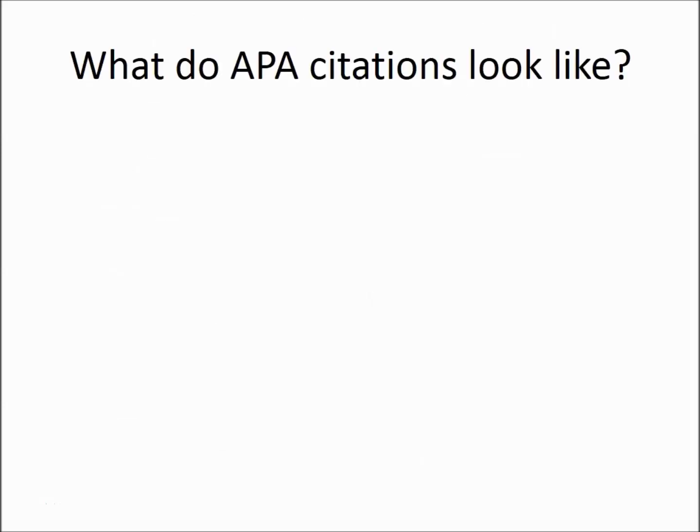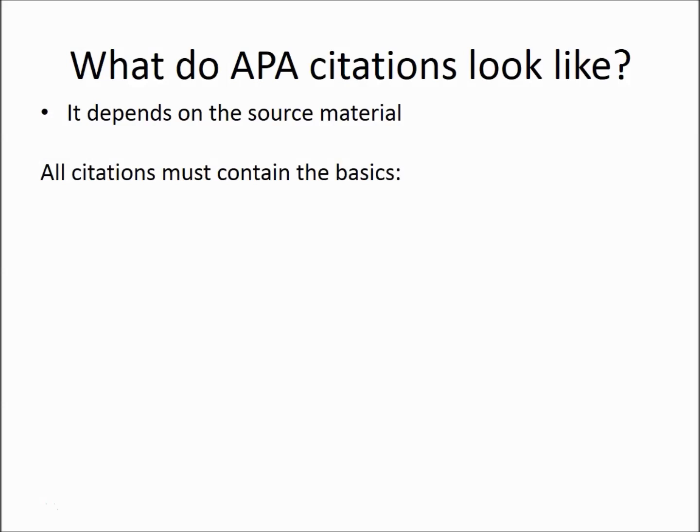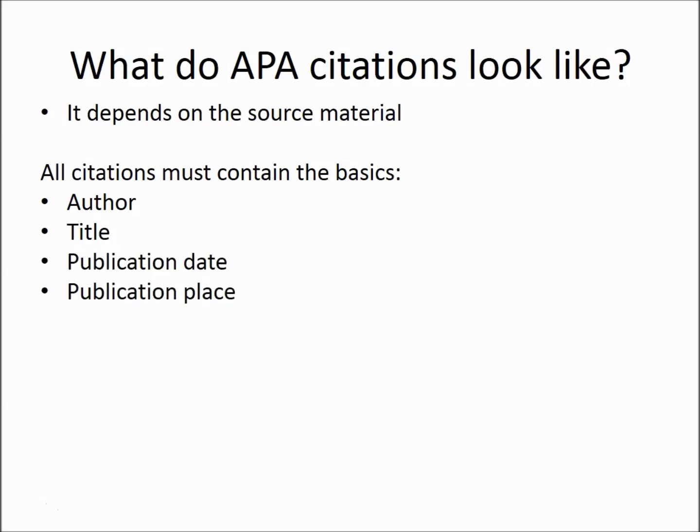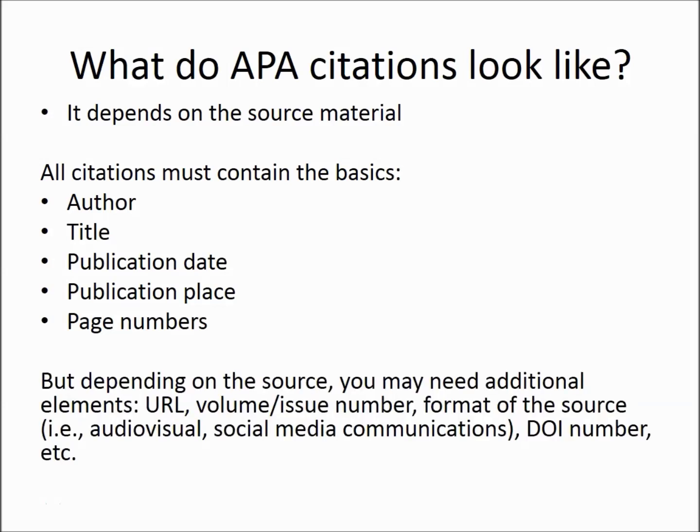So what do citations in the APA format look like? It really depends on the source that you are citing. All citations will have basic information: the author or authors' names, title of the work, the date and place of publication, and page numbers if the original document uses them. But depending on the type of source that you're using, you may also need additional elements, such as the URL, volume or issue number, format of the source, DOI number, and so on.